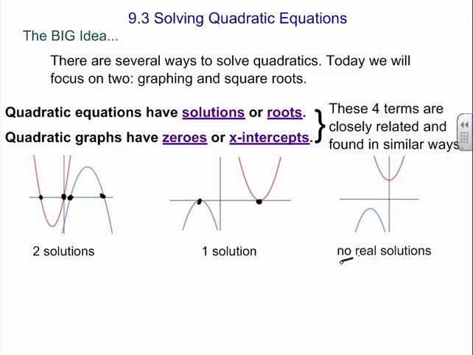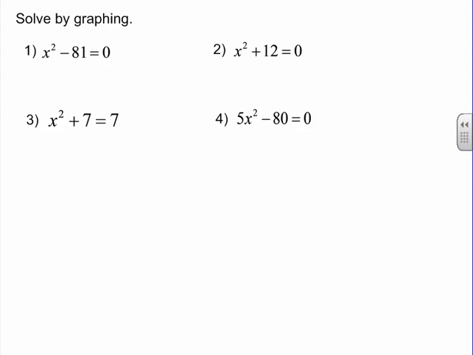So no real solutions. Now these are ways to look at it graphically. If you see a problem with this and I ask what the real solutions are, you would find where it crosses the x-axis. If you see them like this, then it has no real solutions. All right, let's try a couple problems here.